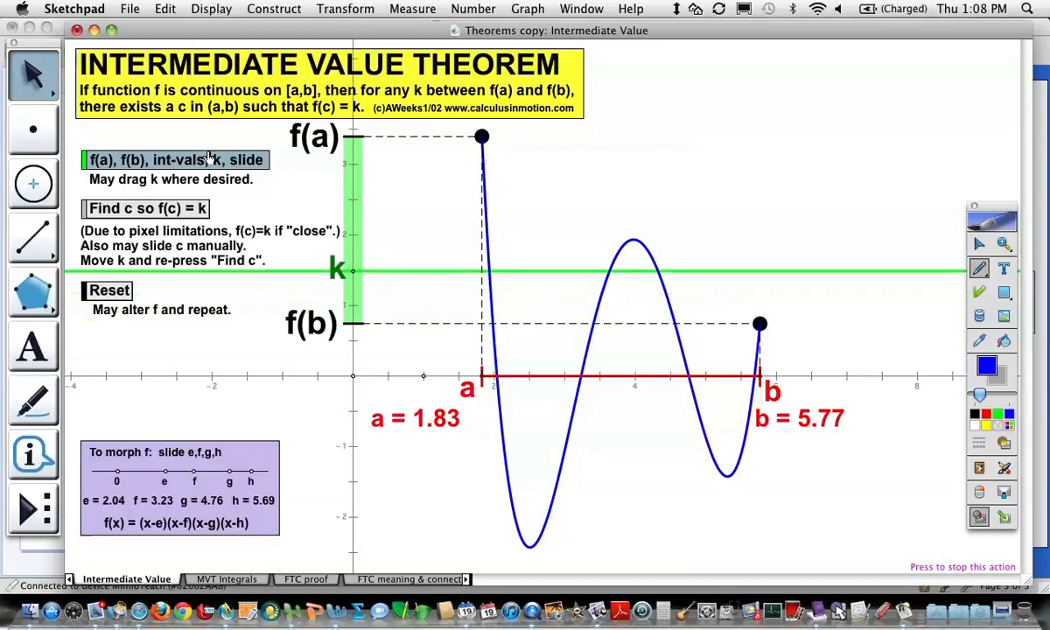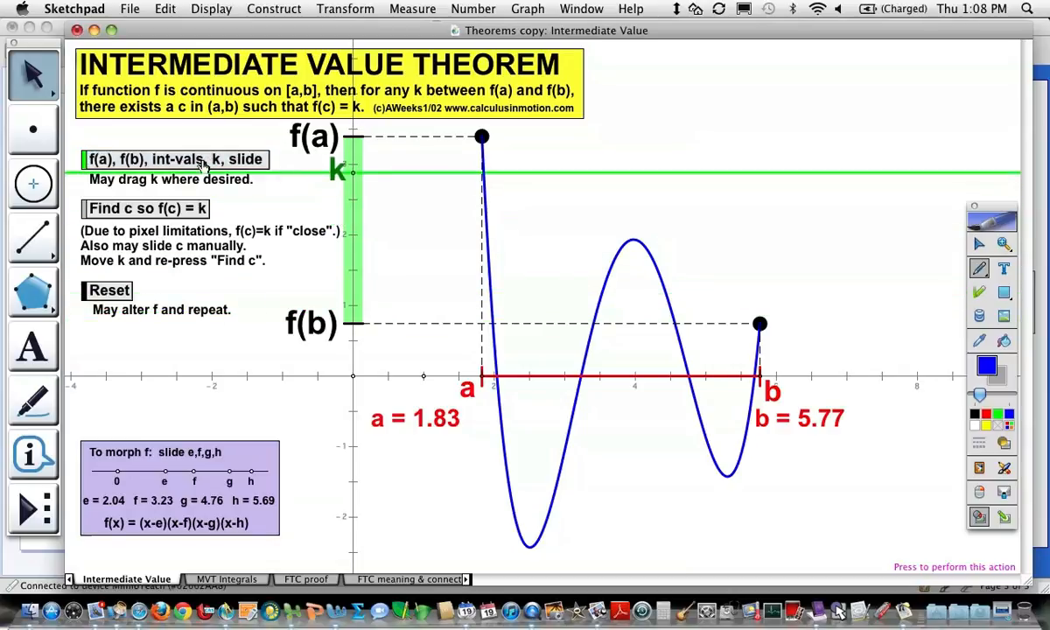Let me tell you what this is in layman's terms. In layman's terms, this says that if you have a continuous function, meaning no holes or gaps or breaks, and it's a closed interval because we need our starting point and our ending point, if I start here and I end here, I have to go through all of the y values between here and here. That's what it's saying. Now, is that kind of common sense?